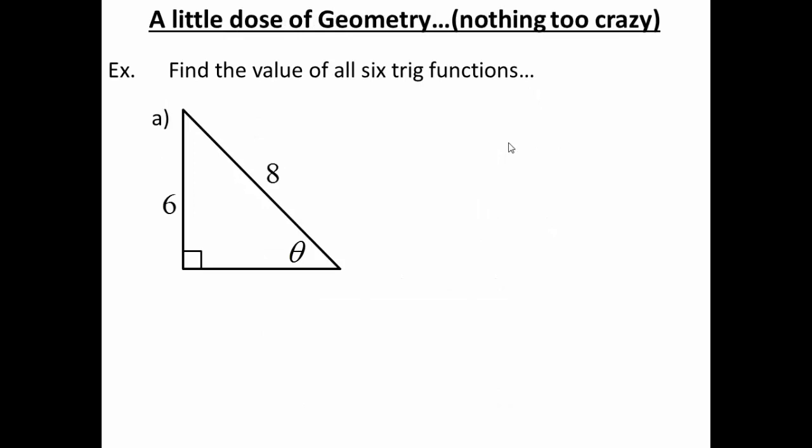So let's start with a little dose of geometry, but nothing too crazy. Let's just figure out some trig functions. Find the value of all 6 trig functions. Remember, when I say all 6, I'm talking about sine, cosine, tangent, cosecant, secant, and cotangent. Now, there's no rule that says they have to be in that particular order. That's simply the order that I memorized them when I was young, so that's the order that I always give them in. It's just like the alphabet. There's no reason A has to come before B, but it's convenient to help us memorize it. So let's look at this one together, show you how it's done, and then you can try the next one on your own.